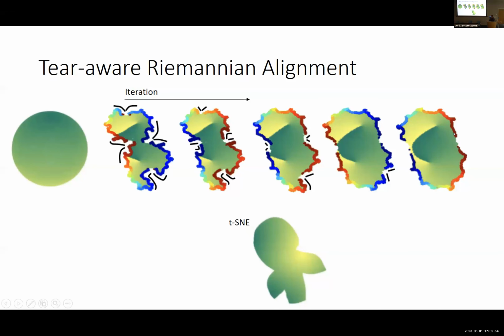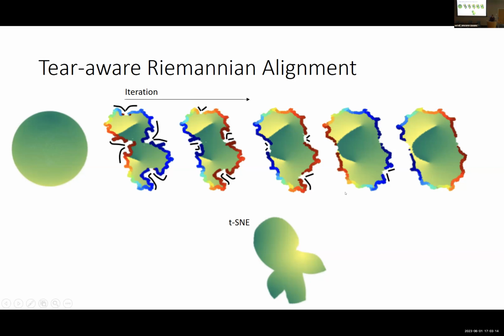So we do this by what we call giving gluing instructions. Along the boundary of where we've torn the manifold, we provide a coloring that tells you these points are actually neighbors of these points, and these points are actually neighbors of these points, so we can reconstruct what the original geometry was.